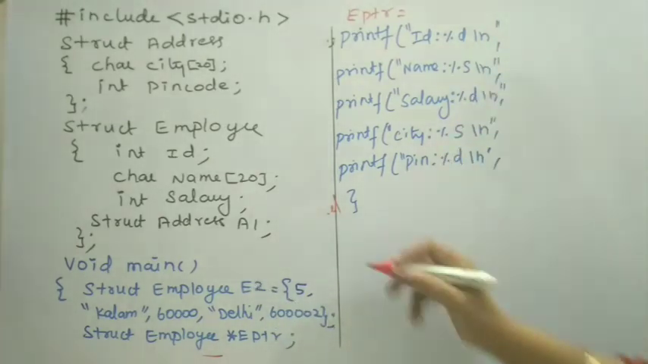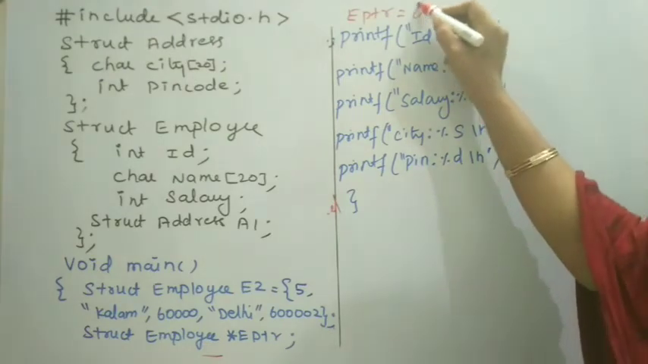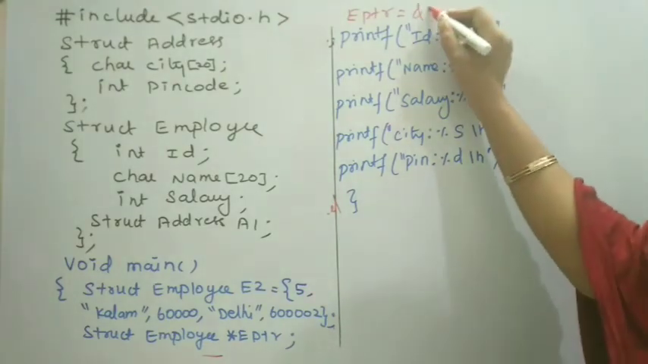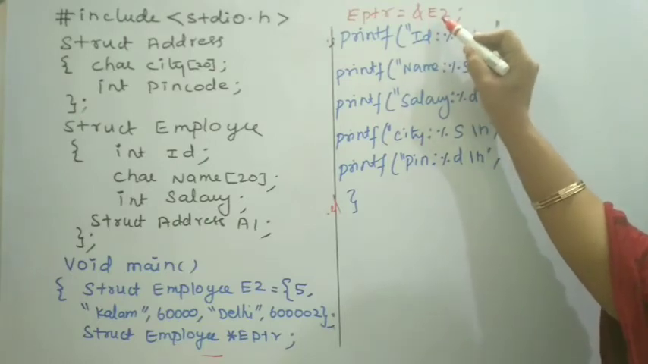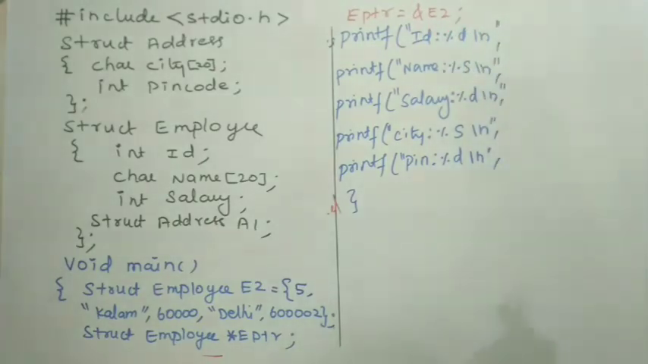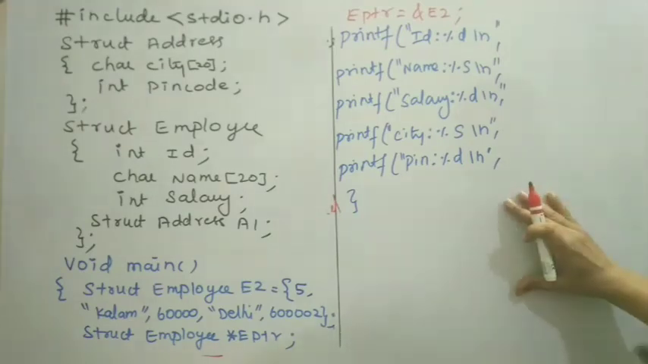Okay, how to get the memory address of E2? It is prefixed with the ampersand symbol. This ampersand symbol is going to fetch you the memory address allocated for E2. E2 is not assigned a single memory address, but a group of memory addresses.